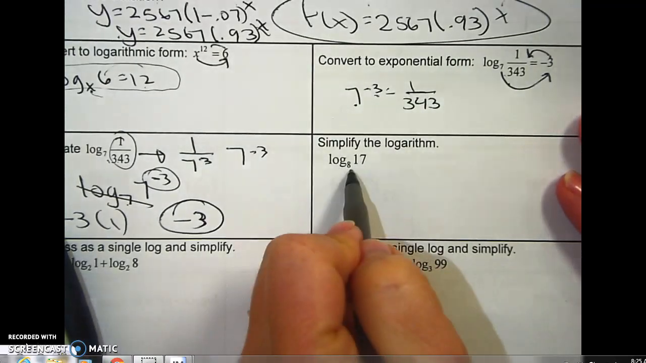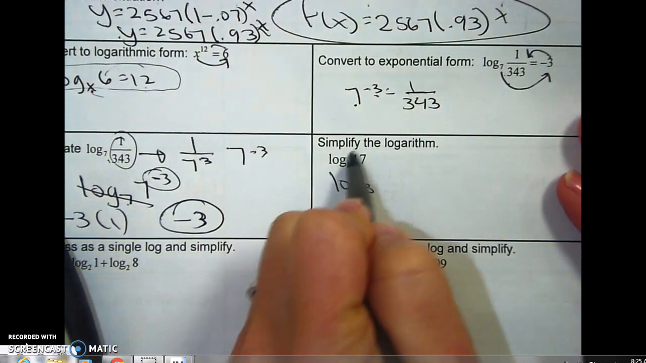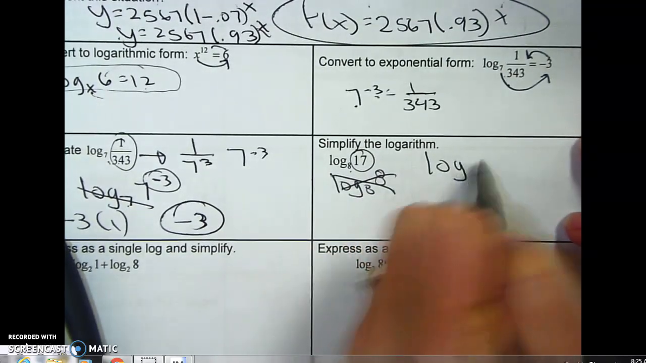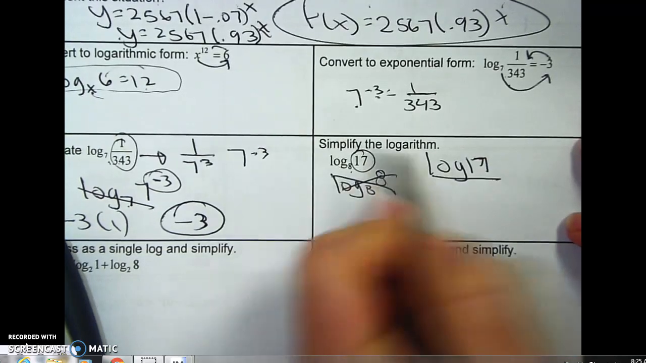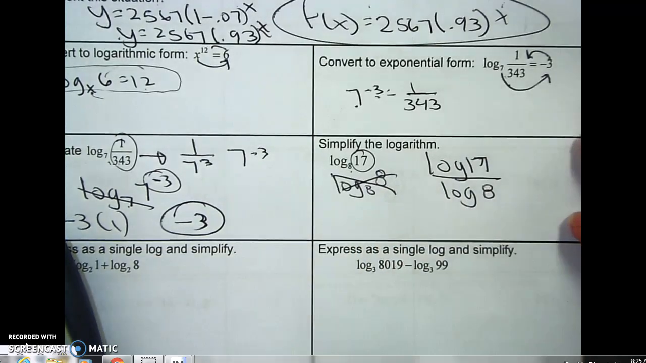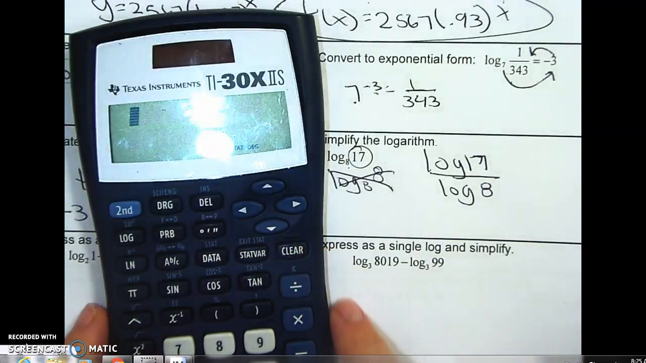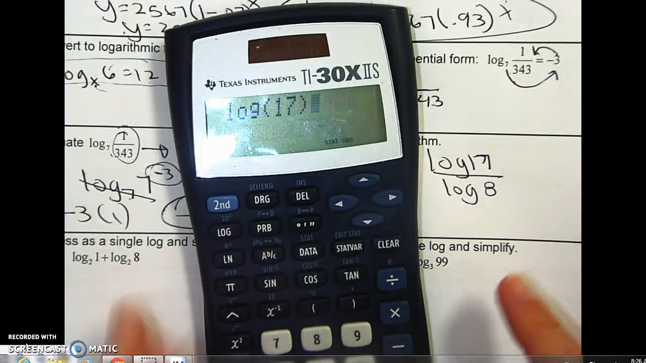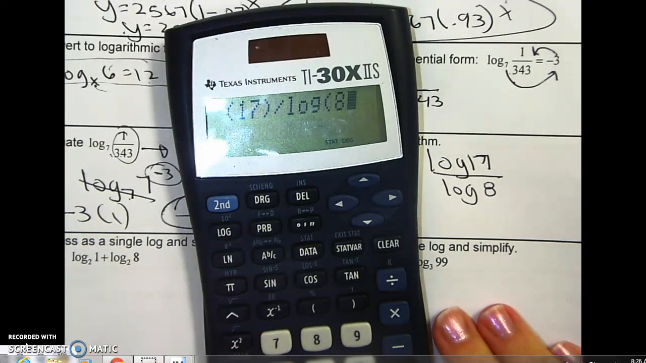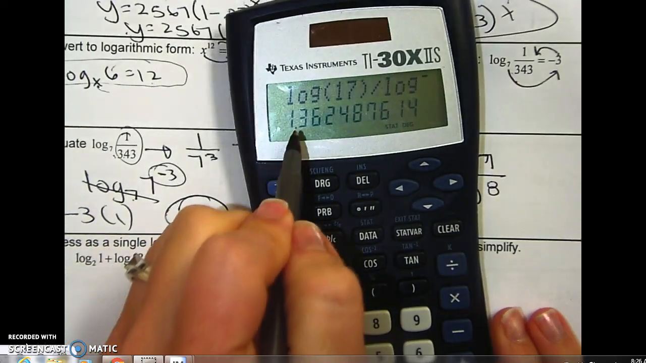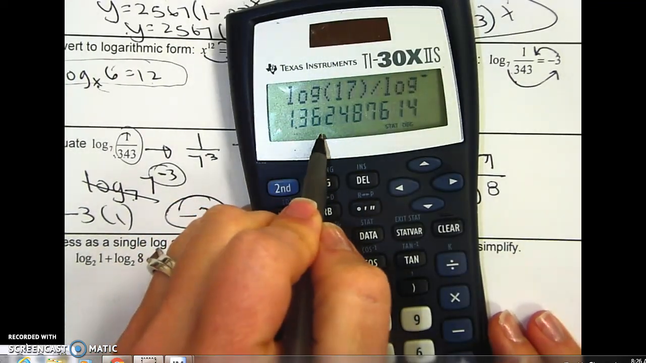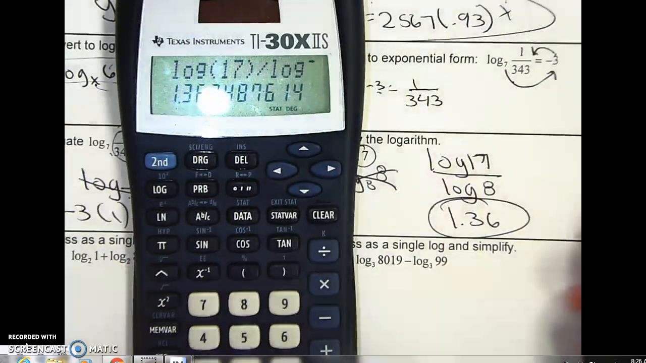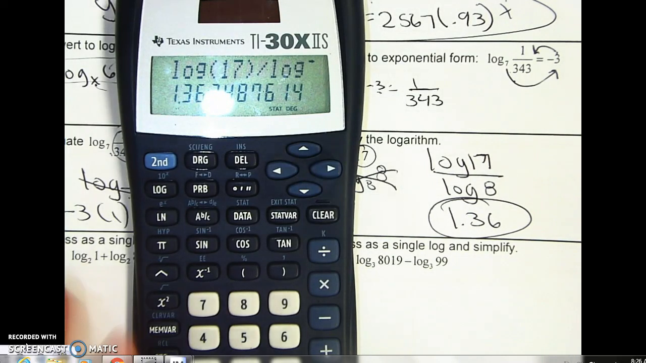Next one, simplify. Well, the problem is I can't change the 17 to have an 8. That doesn't work. So the rule is the log of the answer, or the log of the big, over the log of the base. So now I'm going to pick up my calculator, and I'm going to go log of 17, end your parenthesis, divided by log 8. You don't have to end your parenthesis. And when you see, think of money. So it's $1.36. The 2 doesn't have you round. But technically, you're rounding to the nearest hundredth. Like there's 100 cents in a dollar.